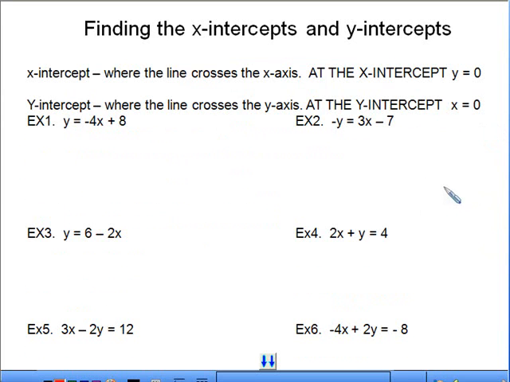Finding the x-intercept and y-intercept. The x-intercept is where the line crosses the x-axis. At the x-intercept, y is equal to 0. The y-intercept is where the line crosses the y-axis. At the y-intercept, x is equal to 0. So let's make a quick graph.